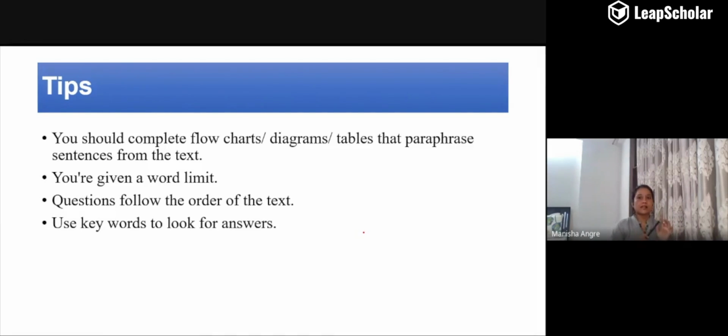Again, the diagram is basically a picture wherein you have to label it. So you definitely have to look for the exact word from the passage, and you just pick up that word and you label it. With flowcharts and tables, there may be paraphrasing included, but no synonyms. So definitely you have to look for the exact word from the passage. But there might be other parts of the sentence where you may require to know the keywords or the synonyms. Again, you are given a word limit. Questions follow the order of the text and use keywords to look for your answers.